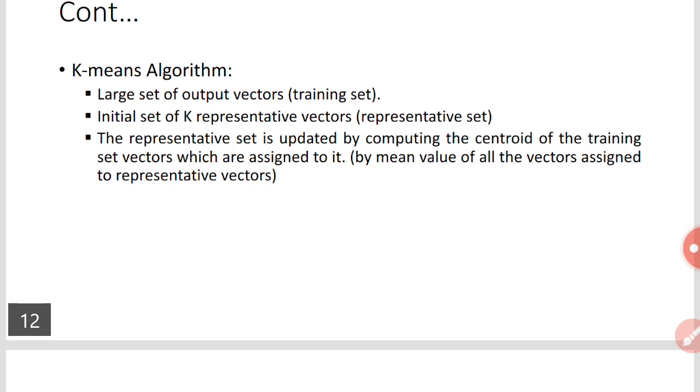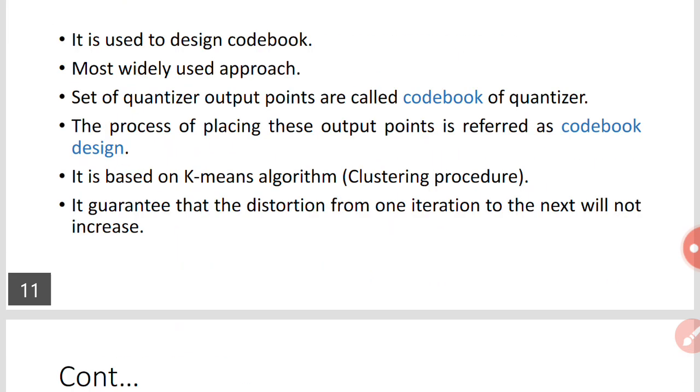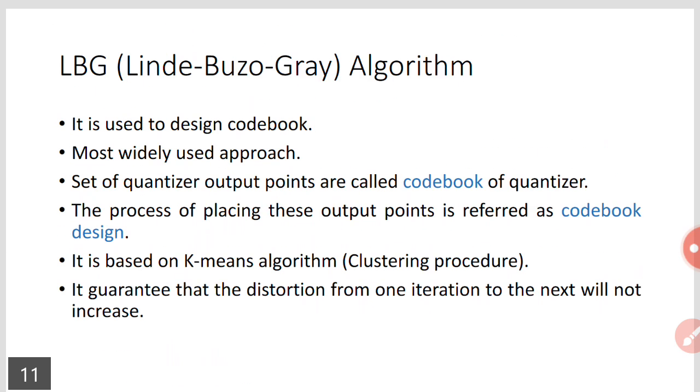So the LBG algorithm is totally based on this K-means algorithm. Consider the last line in this slide: the LBG algorithm guarantees that the distortion from one iteration to the next will not increase. The LBG algorithm works in iterations, so from one iteration to the next, the distortion will not increase while updating the representative vectors.